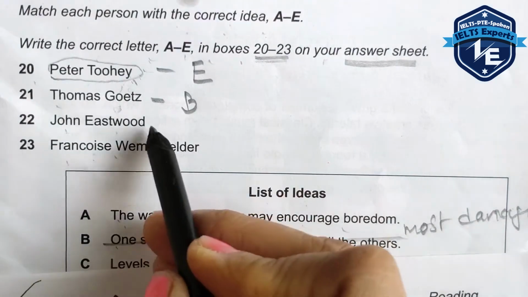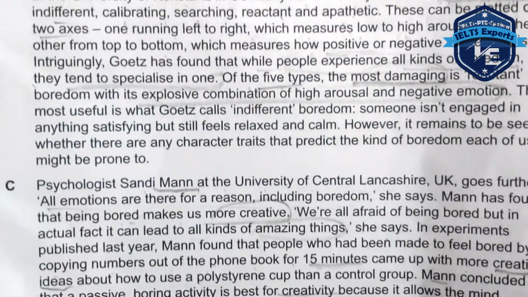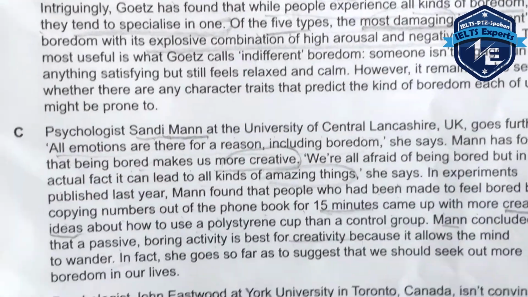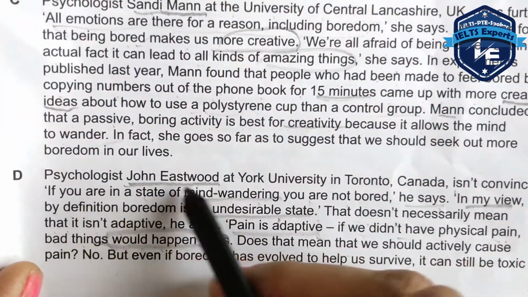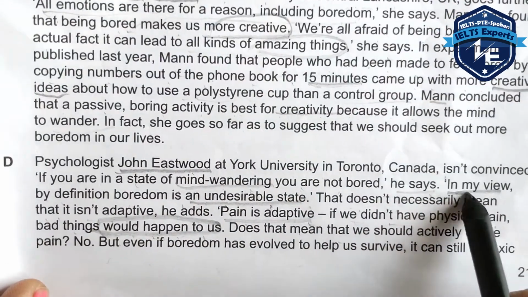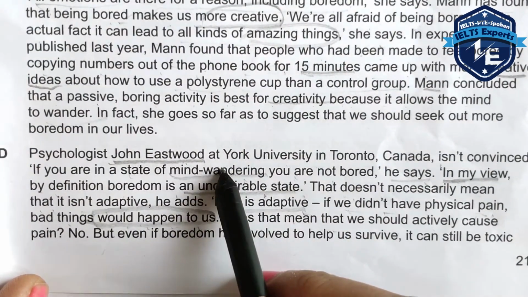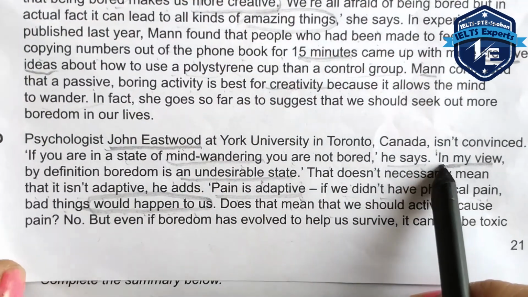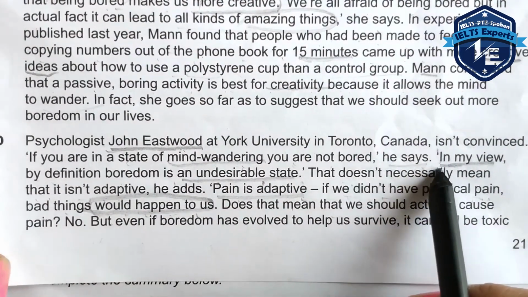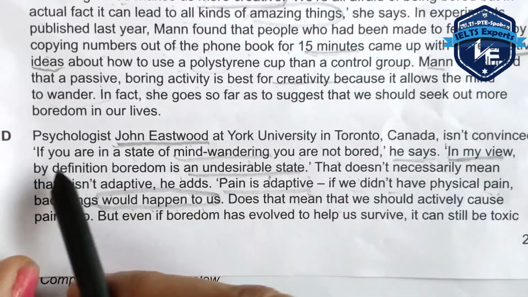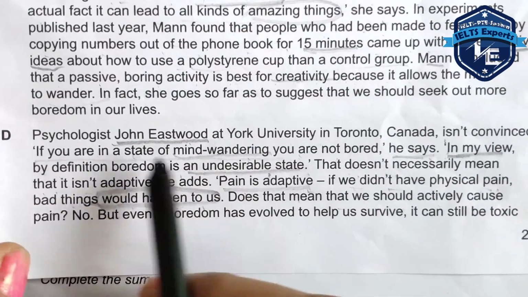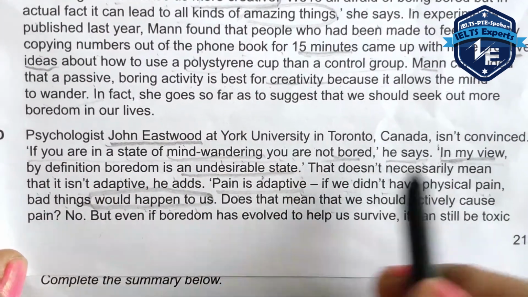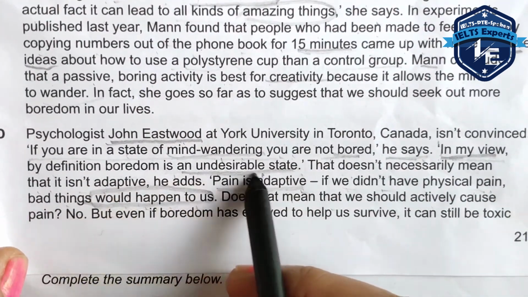Okay, let's go to John Eastwood. John Eastwood is in the D paragraph, where his name is given. Whenever we are doing this kind of question, writers and their views, we have to look especially for their inverted commas view. He says, if you are in a state of mind wandering, you are not bored. In my view, by definition, boredom is an undesirable state.